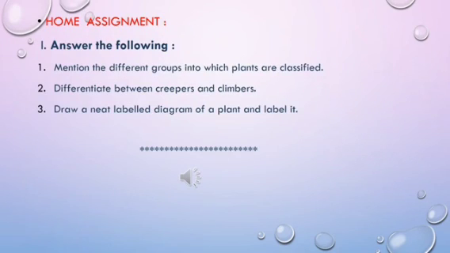Home assignment: answer the following. First question: mention the different groups into which plants are classified. Second question: differentiate between creepers and climbers. Third one: draw a neat labeled diagram of a plant and label it. So children, you're going to answer these in your book, as well as you're going to draw neatly and label the parts as it is shown in the slide.